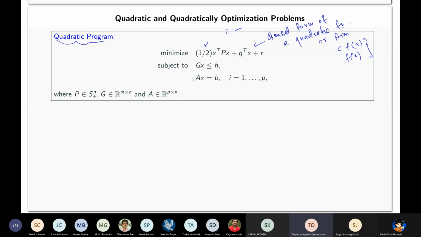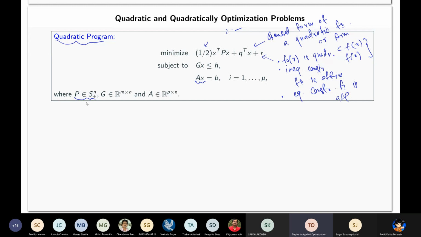Okay, so what is the nature here? We can already see that f naught is quadratic. That's the first point. The second observation is that the inequality constraint function is affine. And the third one is that the equality constraint function is also affine. So these are the observations we have for a quadratic program.